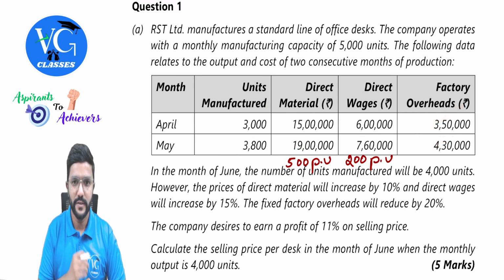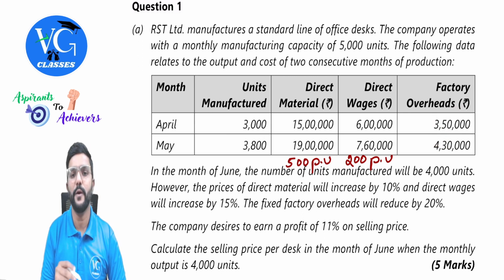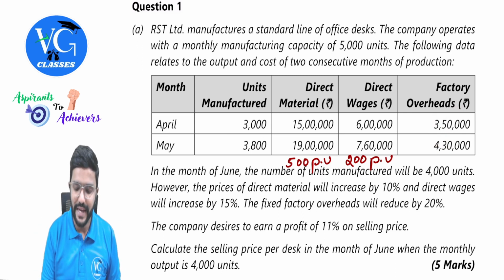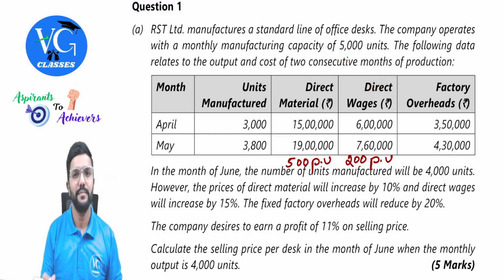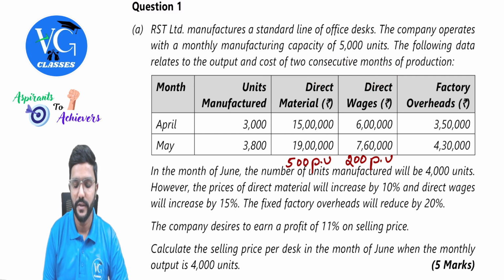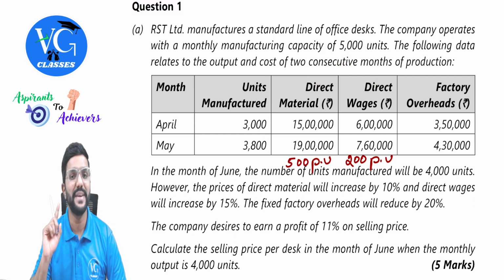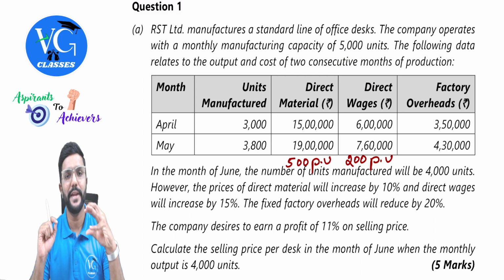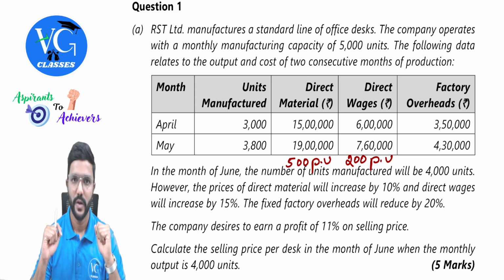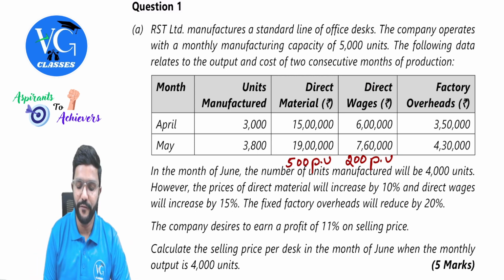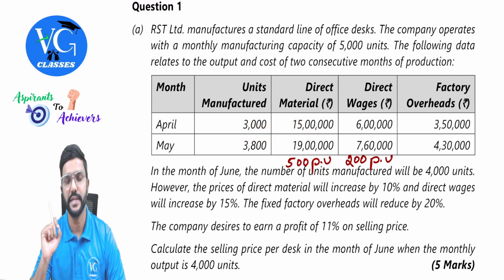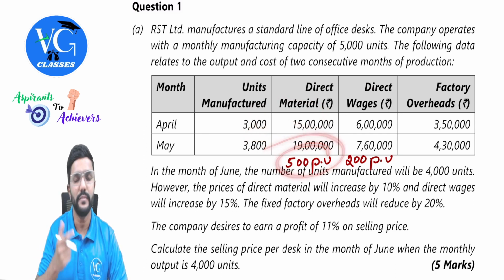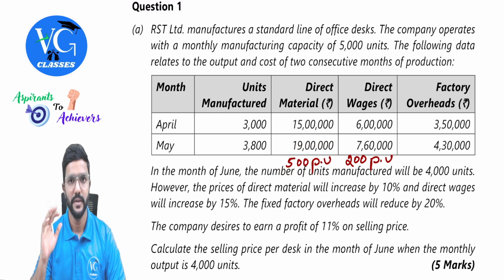Okay, fine. So try to identify whether they are variable, fixed or semi-variable, guys. See, direct material and direct wages, which are part of prime cost, will always be variable. But you can cross-confirm once. How is that, sir? Variable cost per unit will always remain constant, guys, whereas the total variable cost will vary with the production. Correct? So you divide 15 lakh by 3,000. You will get 500 per unit. Same thing you do for May also: 19 lakh divided by 3,800. You will get the same 500 per unit. That means variable cost per unit is the same.